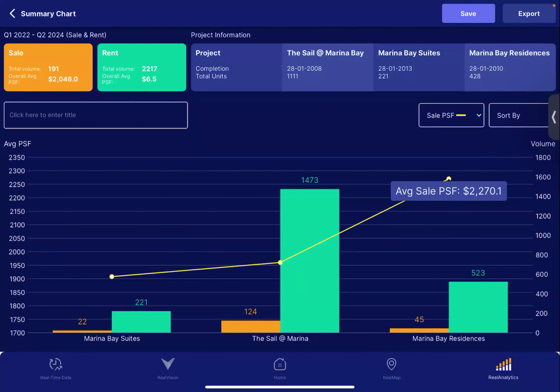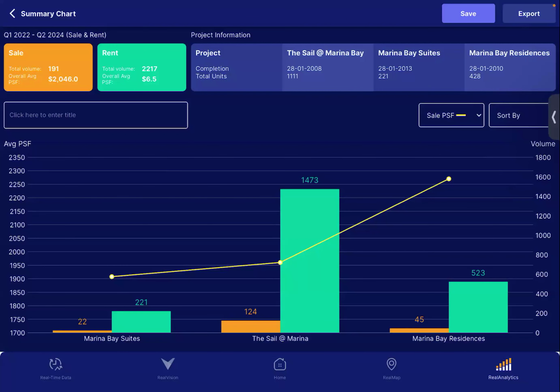Marina Bay Residences, on the other hand, has 45 sales transactions and 500 plus rental transactions. Average PSF is 2,270, so around $300 more than the other 2 PSF-wise. The storyline is up to you. Take for example, my client is an investor looking to buy in this Marina Bay area, and he's looking at these 3 projects. He's buying as an investment property that he's going to rent out. So my storyline would be something along this line.